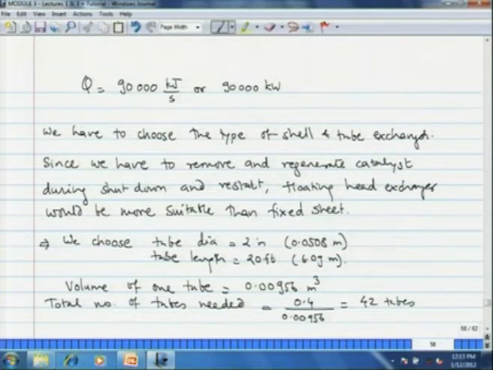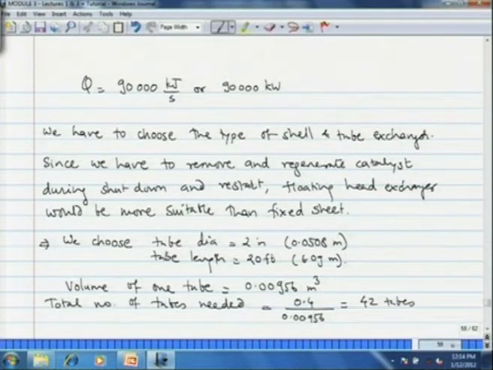Now, we have to choose the tube diameter and the tube length. We choose a 2-inch tube diameter so as to have sufficient flow velocity as well as heat transfer rate, and the tube length we choose as 20 feet, depending on the typical sizes of the reactor that are available. The volume of one tube will be 0.00956 meter cube. So, the total number of tubes needed to make up the 0.4 meter cube reaction volume will be 0.4 divided by 0.00956, that is equal to 42 tubes.